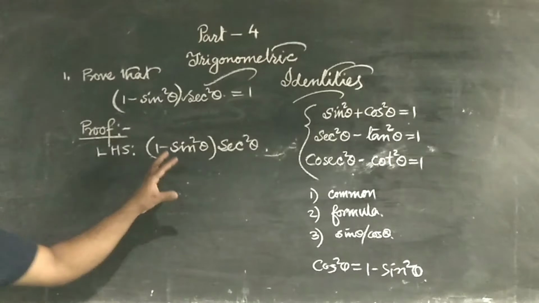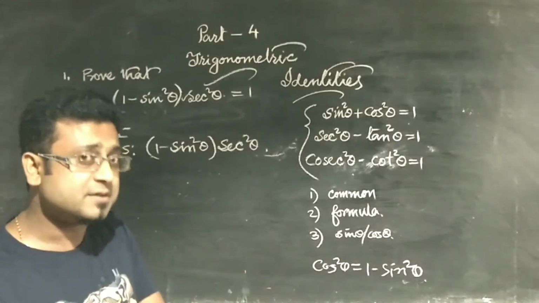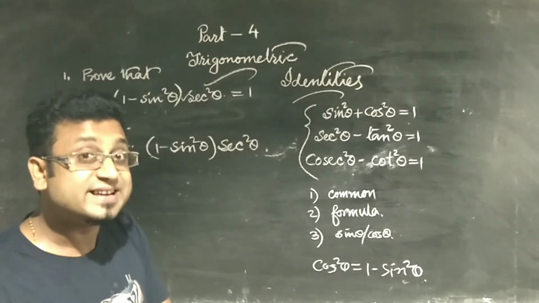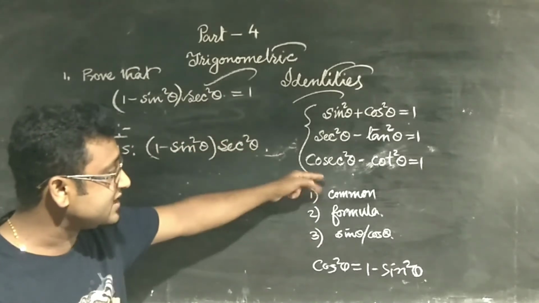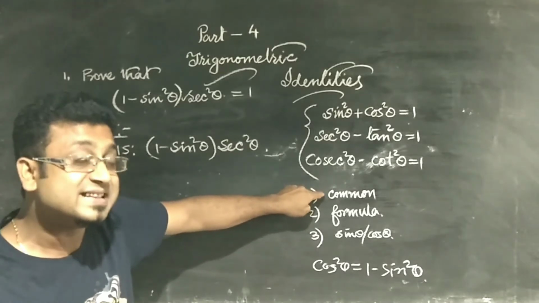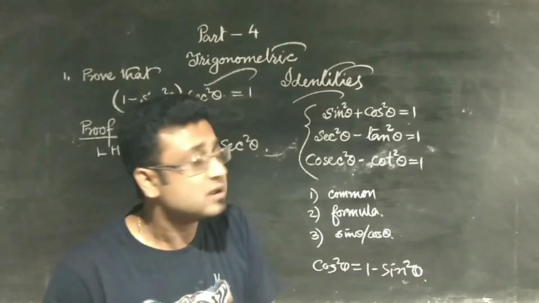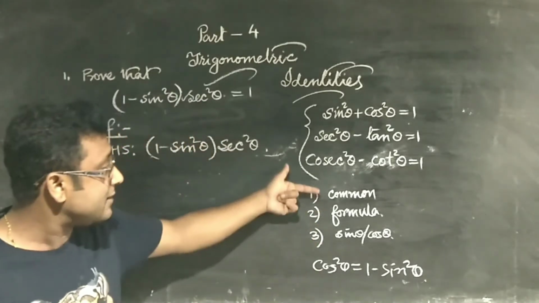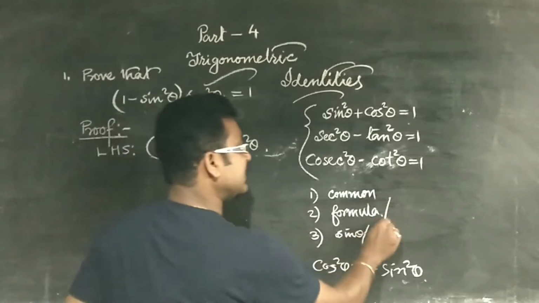While doing this type of identity sums, the first thing that you should remember is whether anything is common between the terms, this one and this one. That's why I have written here, first you go for whether anything is common. Sec square and 1 minus sine square, is there anything common? Nothing is there. So we will go to the next step, that is whether any formula or identity is there.